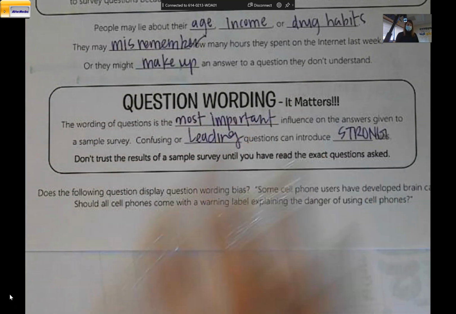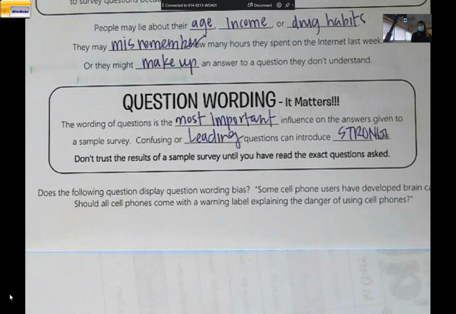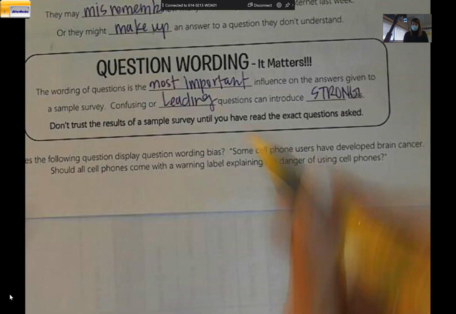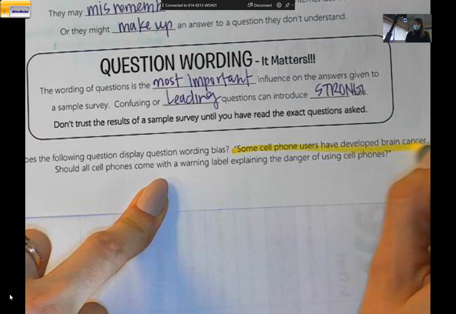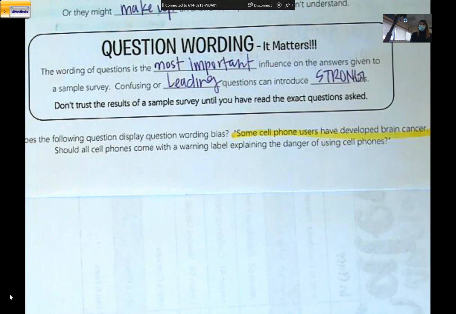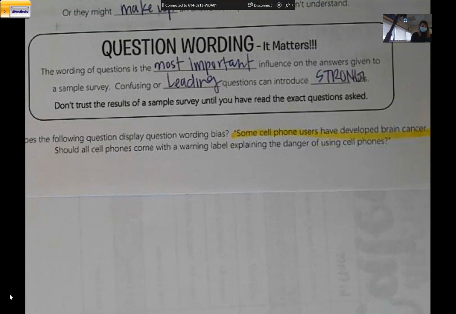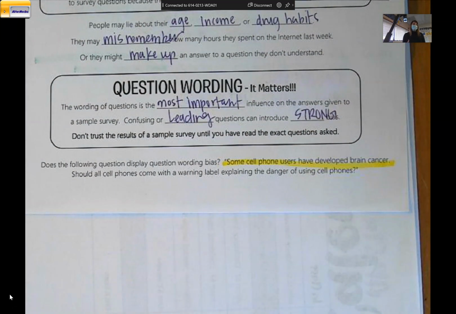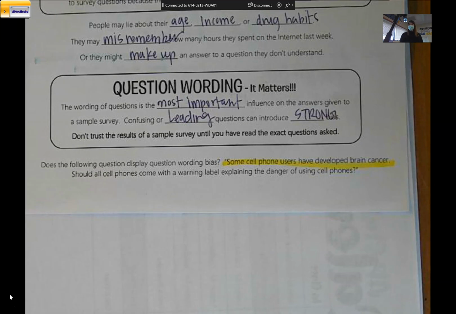So here is a question. Does the following display wording bias? Some cell phone users have developed brain cancer. Should all cell phones come with a warning label explaining the danger of using cell phones? Yes, this would have question wording bias. And the issue is, you're starting the question with brain cancer. I think that would lead most people to say, yeah, maybe we should put a warning on if people are getting brain cancer.